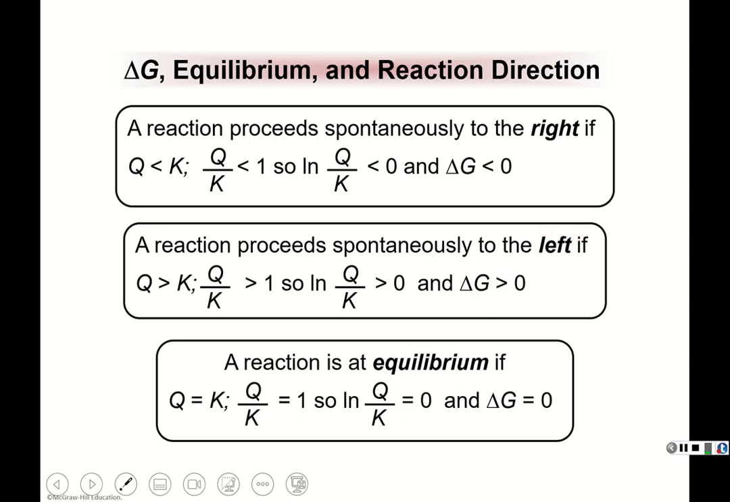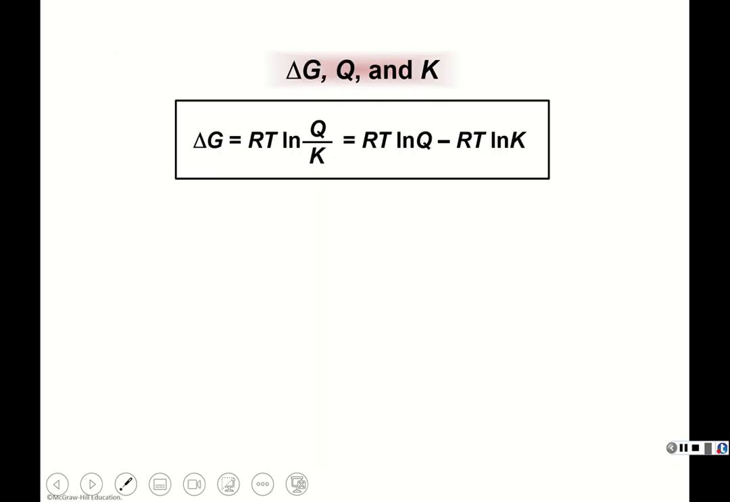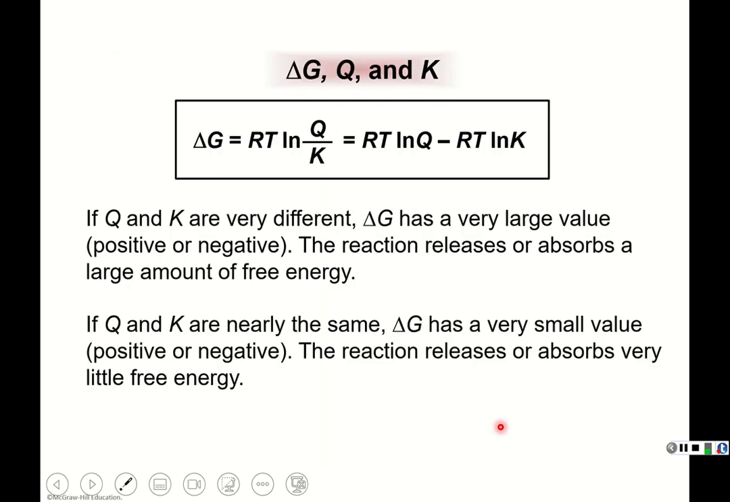So these are related. And that's where we get this ln of Q over K, whether it's negative or positive, from. At equilibrium, Q equals K, so that ratio is 1. The ln of that would be 0, and delta G is 0. So delta G at equilibrium is 0. They're all related by this equation: delta G equals RT times the ln of Q over K.